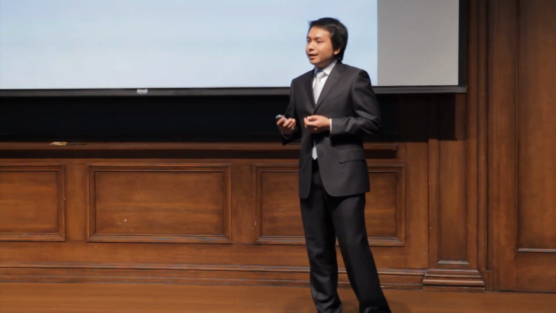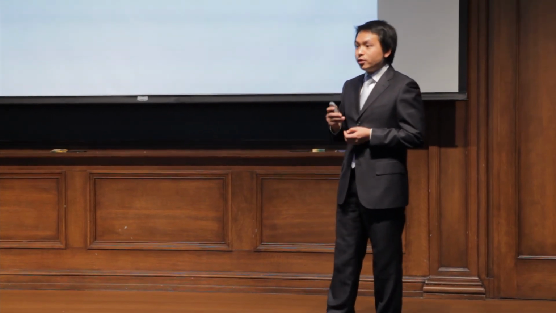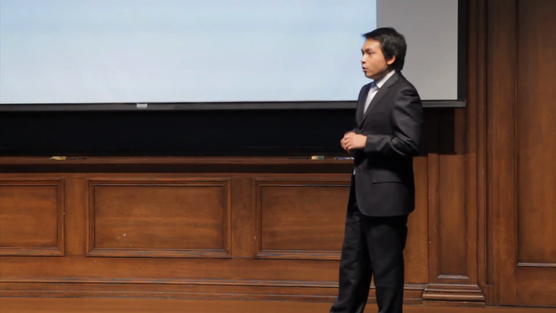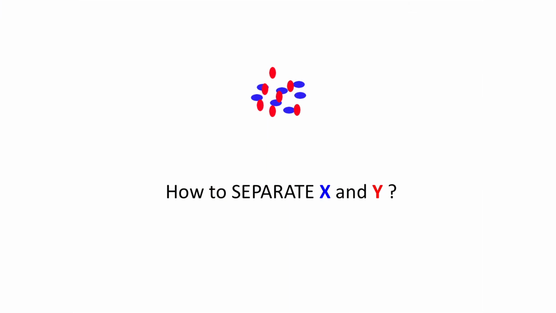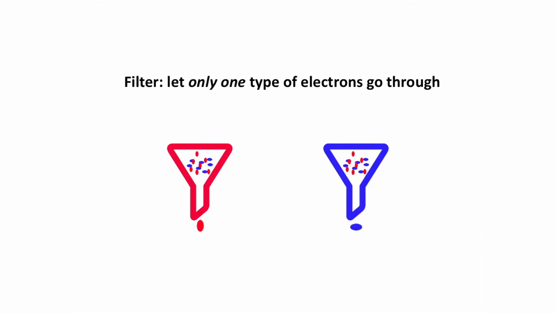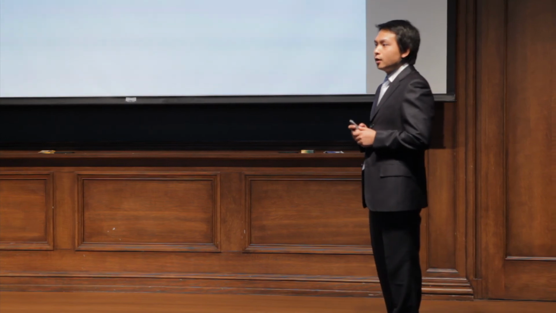But naturally, X and Y electrons are all mixed together. How can we separate them and keep them in positions where they should be? We need to create filters that can only let one type of electron go through and block the other type of electron. And the way we could realize these filters is through strain.